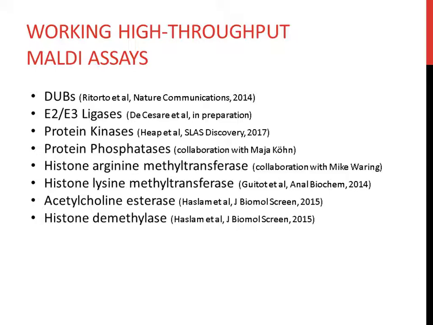And what I think is really nice now that we have shown this for DUBs and E3 ligases and kinases is that this assay becomes more and more powerful because we're now moving into more enzymatic spaces. So we have in our lab now done DUBs, E2, E3 ligases, kinases, protein phosphatases, which I couldn't show you today, as well as histone arginine methyltransferases. And for histone arginine methyltransferases, so far there was no fluorescence assay really available.